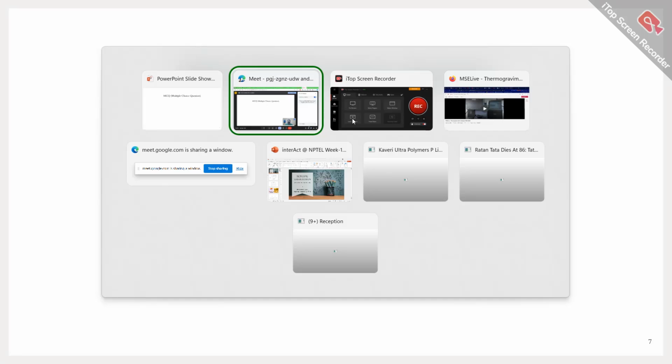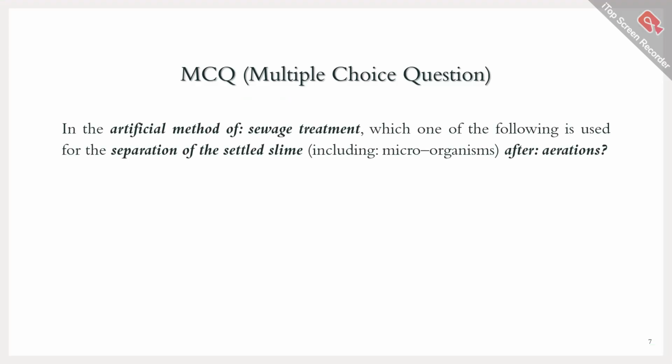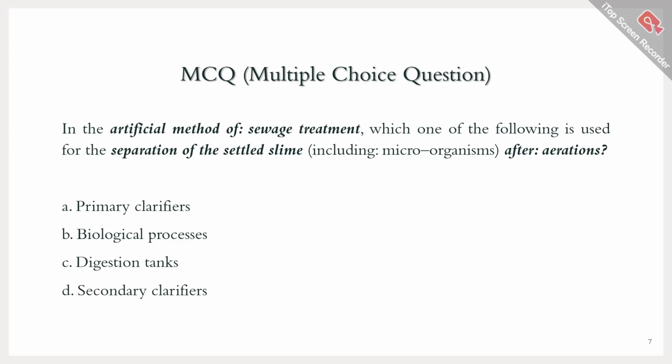Now we will move on to our next MCQ, which is a multiple choice question. So one answer will be correct. In the artificial method of sewage treatment, which one of the following is used for the separation of the settled slime after aeration? So the settled slime also includes microorganisms, which you have to keep in mind while answering the question. Now the options are: option A is primary clarifiers, option B is biological processes, option C is digestion tanks, and option D is secondary clarifiers. Which one of them is used for the separation of the settled slime after aeration in the artificial method of sewage treatment?